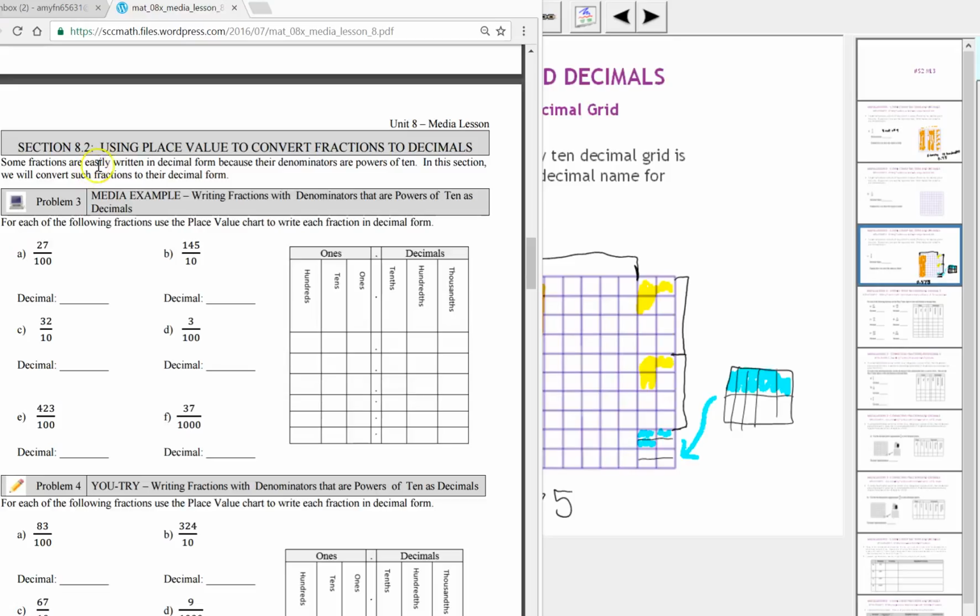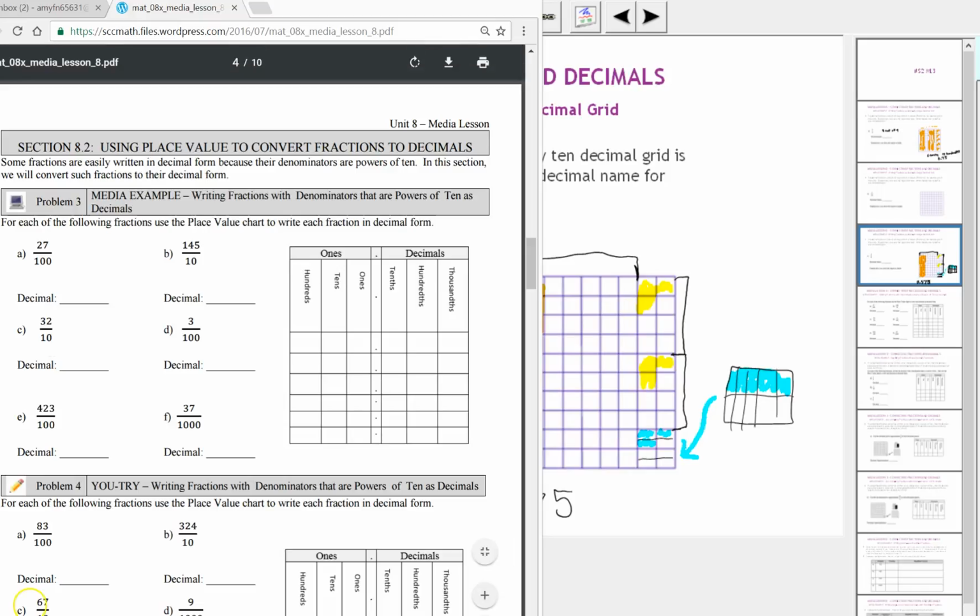In section 8.2, we're going to use place value to convert fractions to decimals. So notice all of these fractions have denominators that are base 10, but we might not necessarily, so for example with 32 tenths, we don't start immediately in the tenths place because 32 is larger than 10. So let's take a look at these.